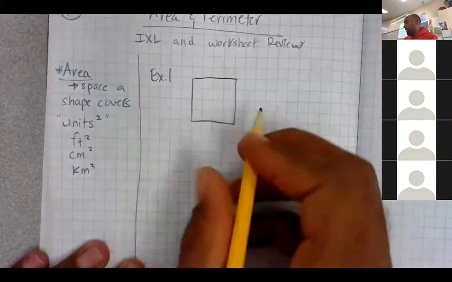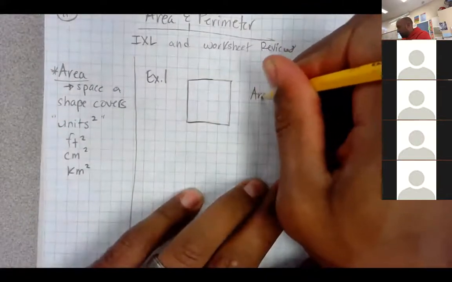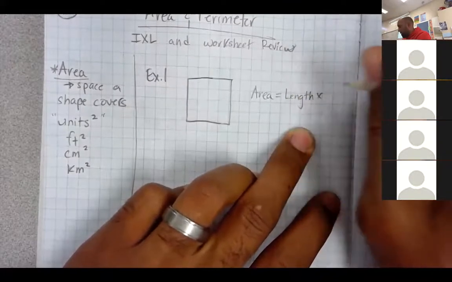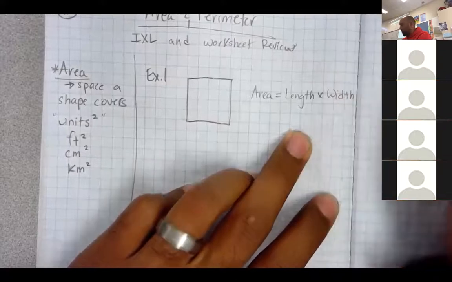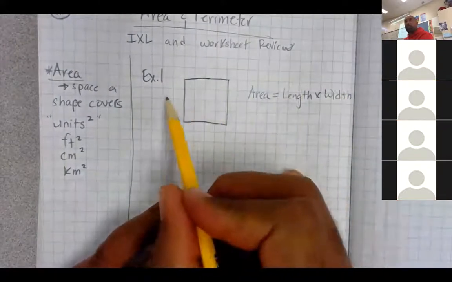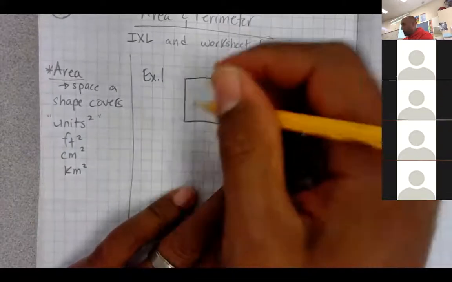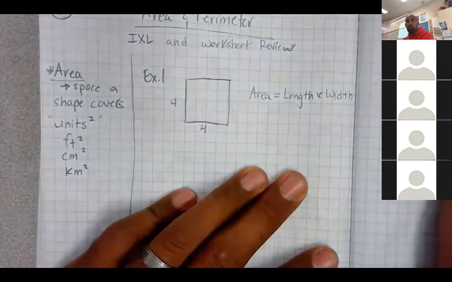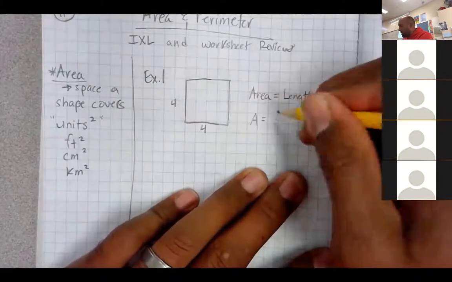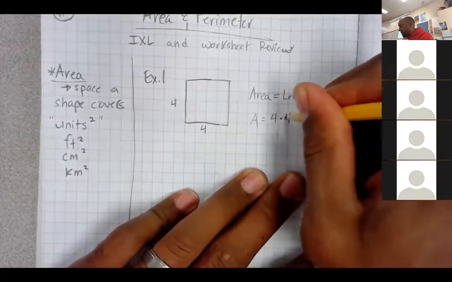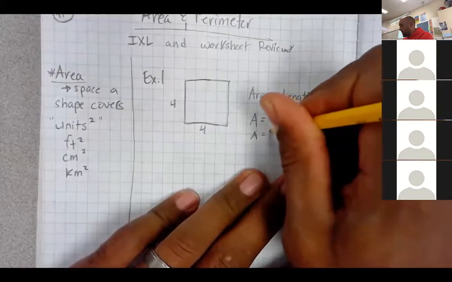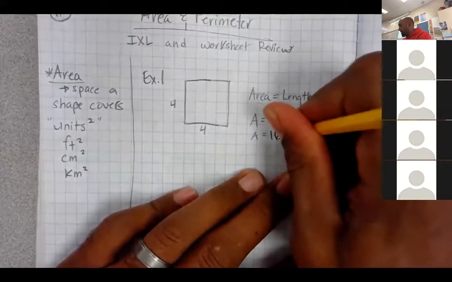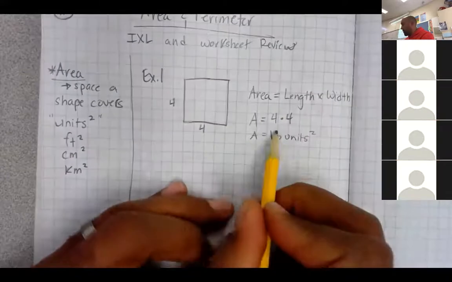Okay. And to find the area, we do the length times width. So really all that is one side times the other side, okay? So here, this is 4, and this is also 4 because it happens to be a square. So the area is going to be equal to 4 times 4, which is 16. Now, it doesn't give us a unit of measure, so we can just say 16 units squared.